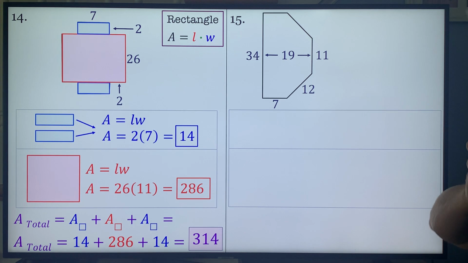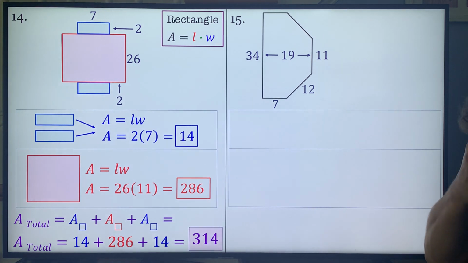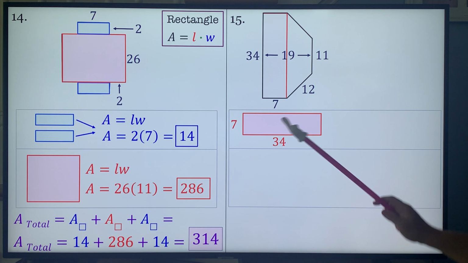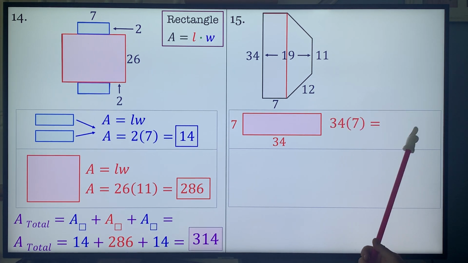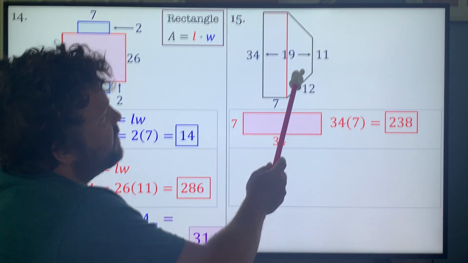All right, this one. You're gonna cut this. We did this one in one of the chapters. You cut this vertically, that's your hint. You got a rectangle. 34 times 7. 34 times 7 is 238. Now you have to find the area of this guy.